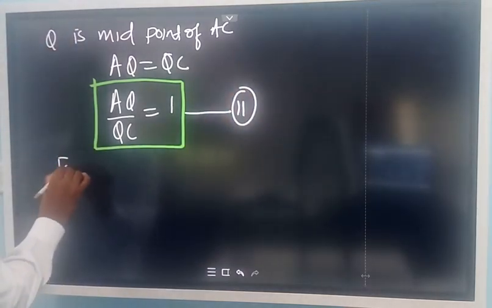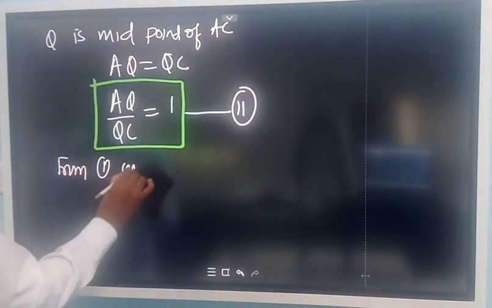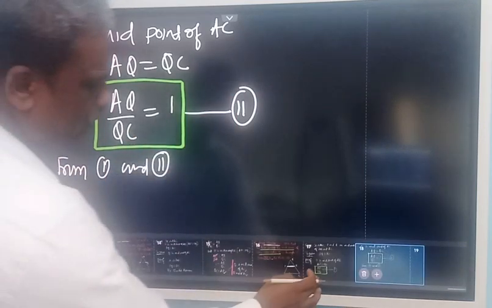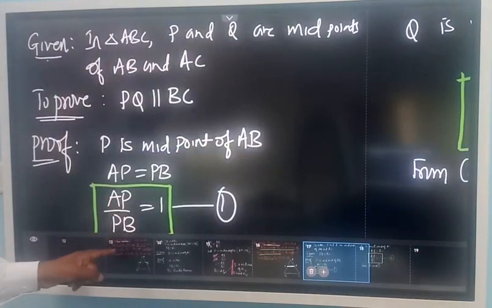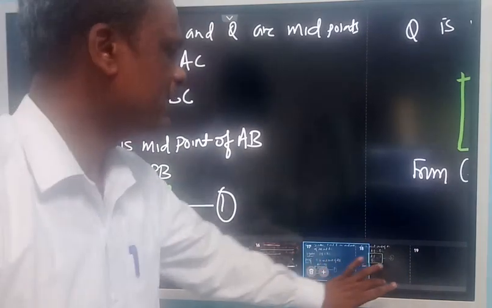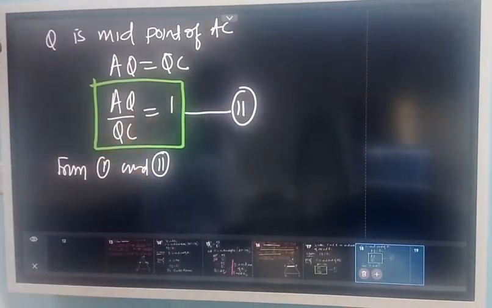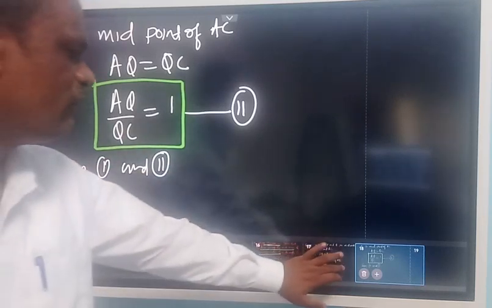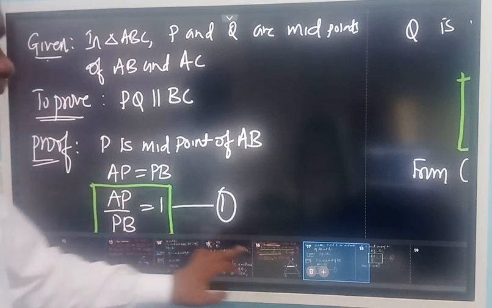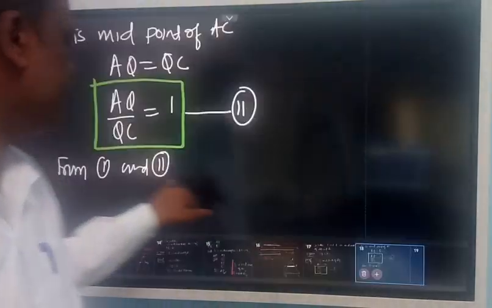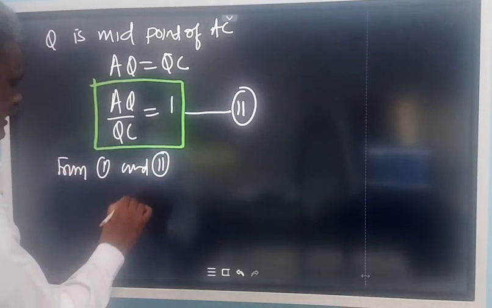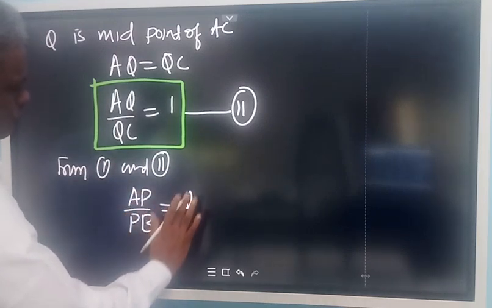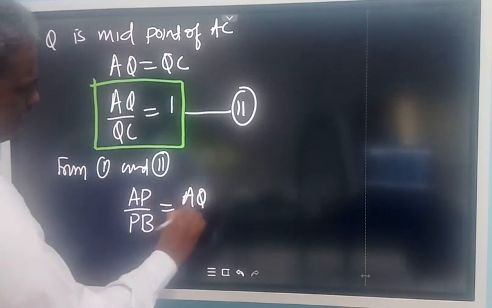From 1 and 2, compare the equations 1 and 2. Look at this equation. Here AP by PB is equal to 1. And here look at this, AQ by QC is equal to 1. So both are equal to 1. Right hand sides are equal. So therefore I can write AP by PB is equal to AQ by QC.